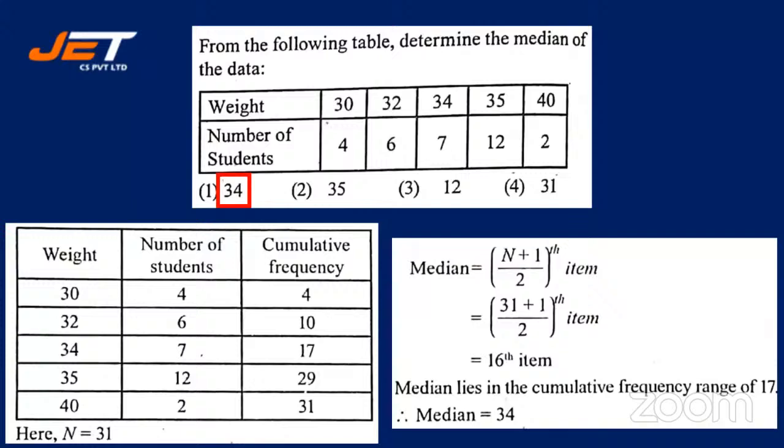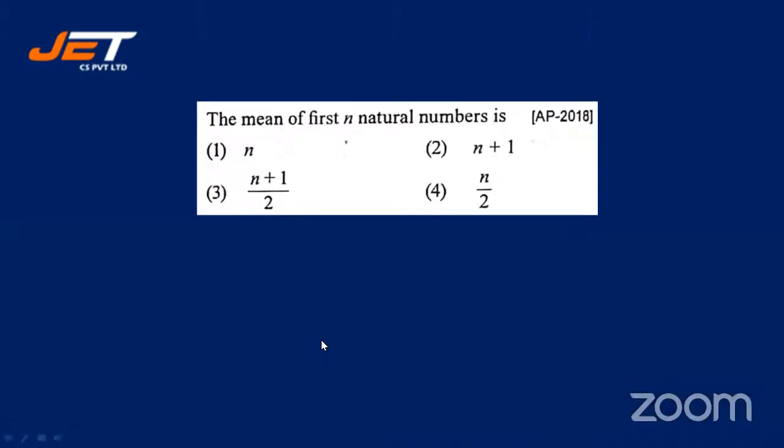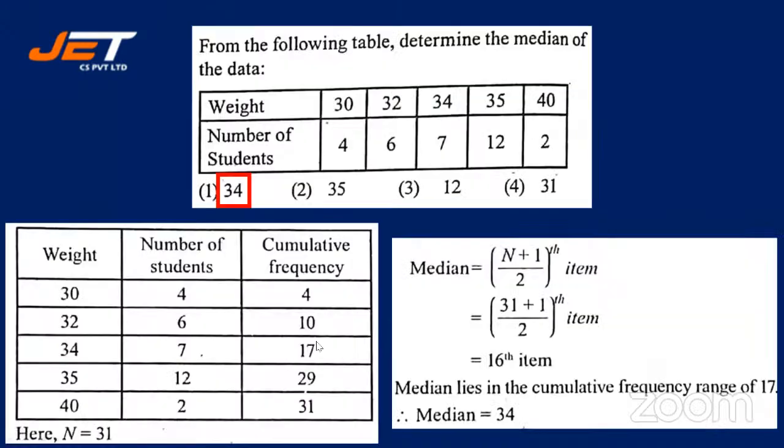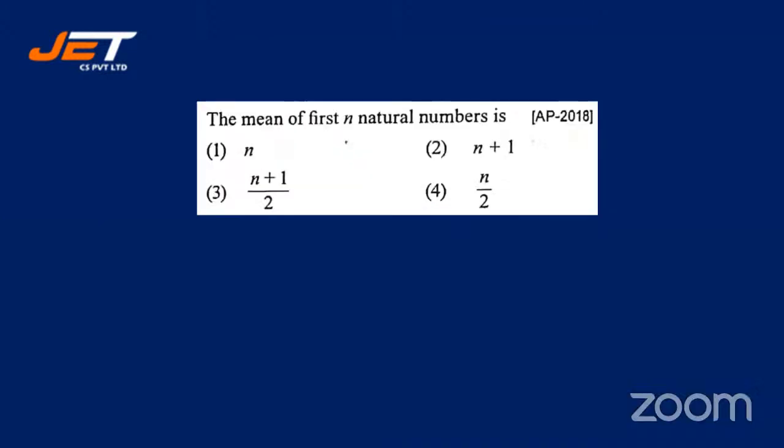All right. So where does the 16th item lie? It lies in the cumulative frequency of the range 17. So that is why you're choosing 34. All right, students, just see here. Your item is the 16th, so it is somewhere between 10 and 17. That is why we are choosing the corresponding weight as 34. All right. Yes. See the next question.